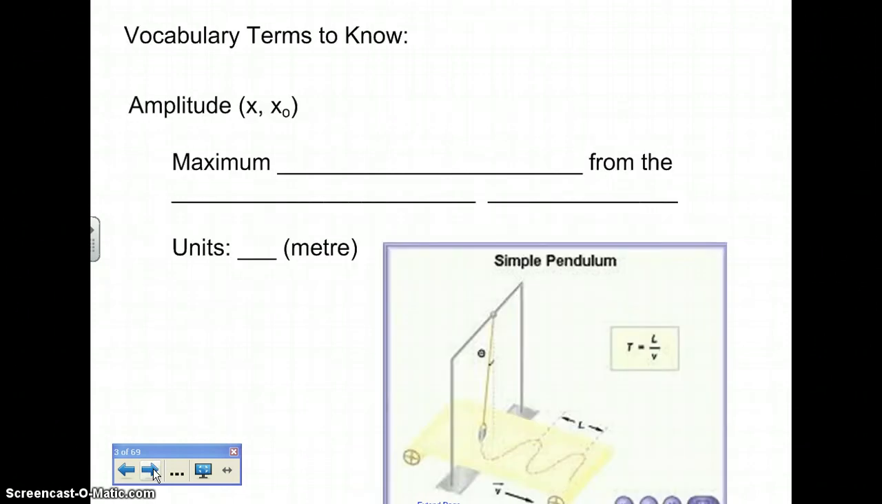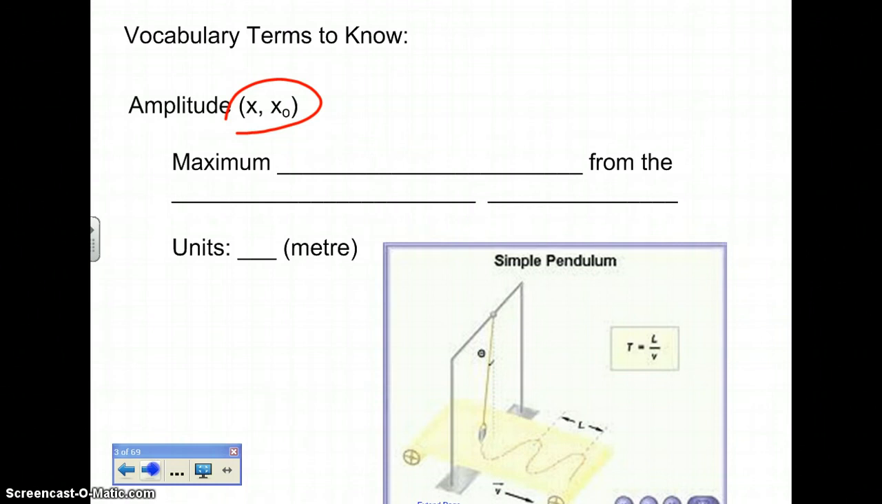Next, we have some vocab terms that you need to be familiar with, and the first is amplitude. Please notice how your amplitude is going to be measured in either x or x sub 0. I'm really going to try hard to stick not American on this one and go international. So you're going to see a lot of those variables that are in your data booklet on this. So for instance, the amplitude x, or like initial amplitude x sub 0.